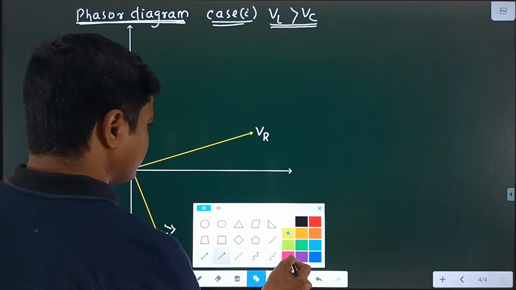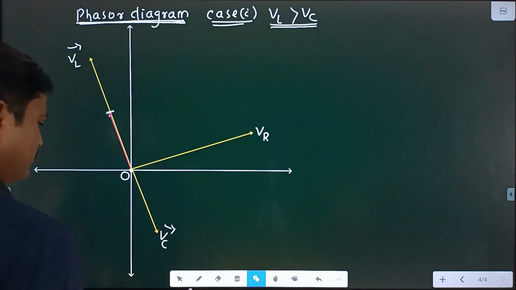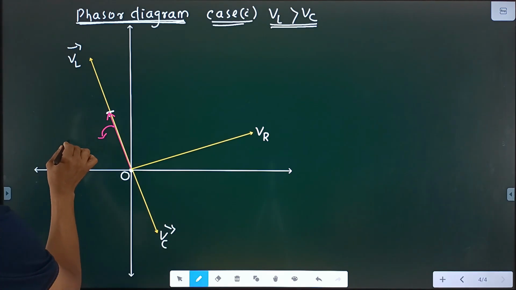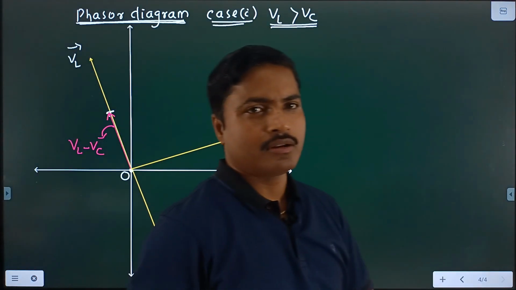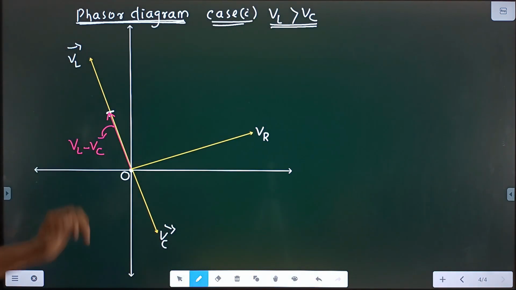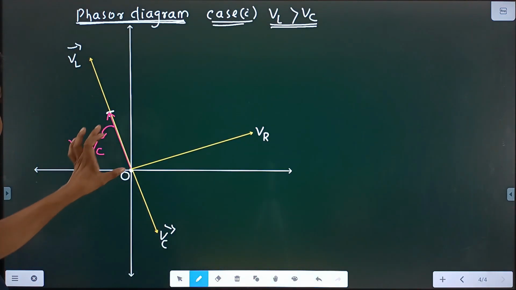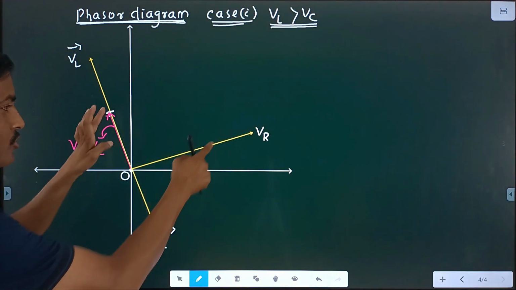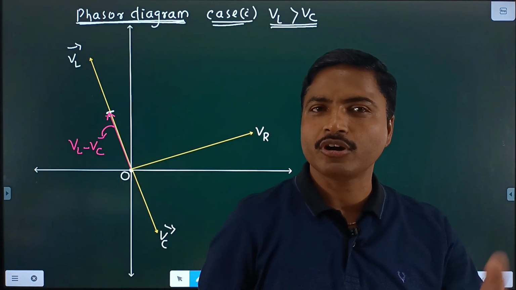We draw this one, and we write VL minus VC. Clear? Now this is the resultant of VL and VC, that is VL minus VC. Now only 2 vectors are there. One is VR, another is VL minus VC. We add these 2 vectors. Both vectors start from a common point, so here we apply the parallelogram law of vector addition.